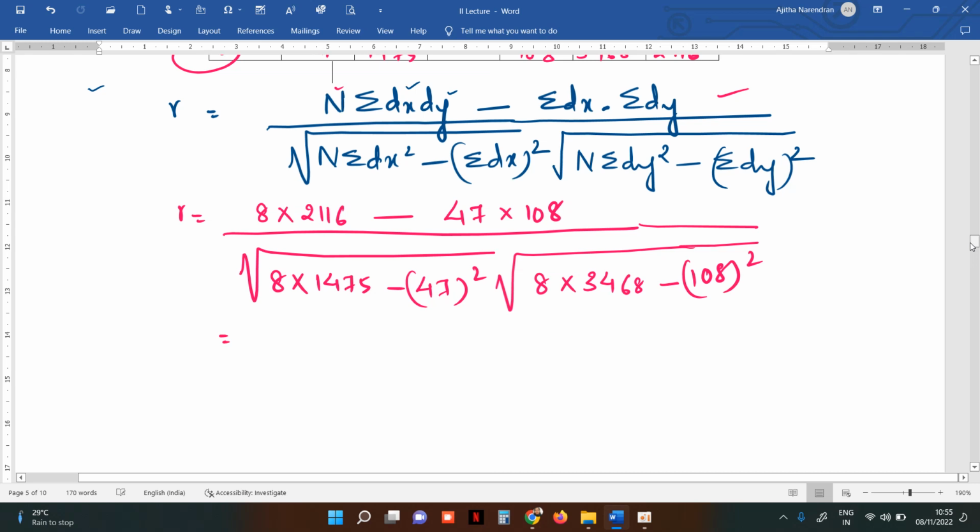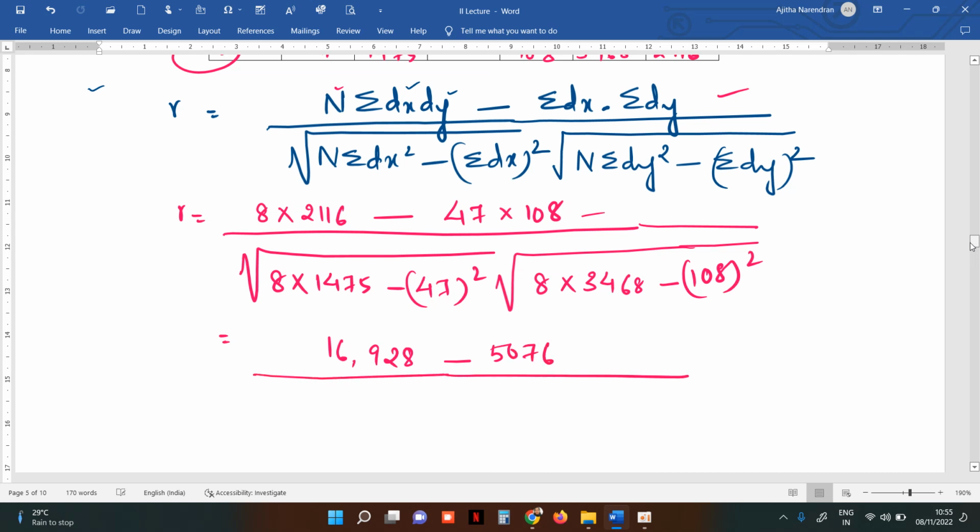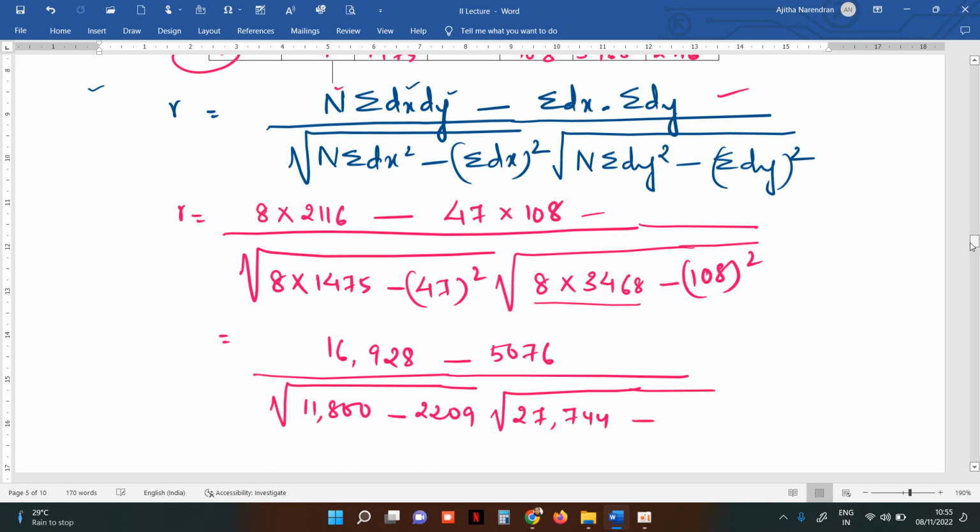It is equal to 8 into 2116, which is 16,928, minus 47 into 108, which is 5,076. You can use your calculator and check the answers. 8 into 1475 is 11,800 minus 47 square, which is 2,209. Root over 8 into 3468 is 27,744 minus 108 whole square, which is 11,664.